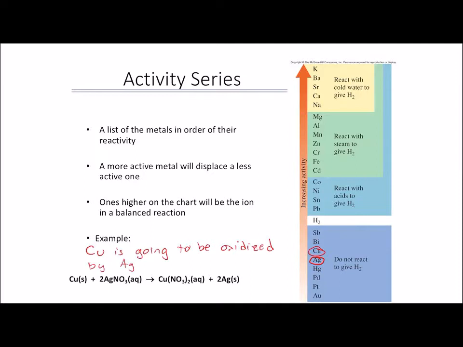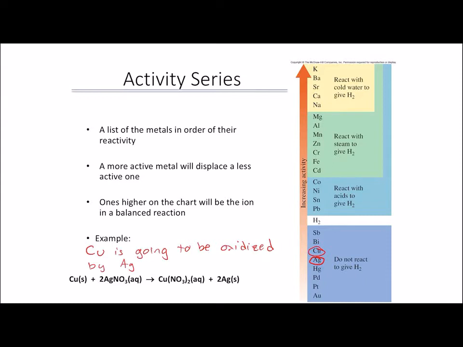And so you can see in our reaction, copper ends up as an ion in the product, and silver is a neutral atom. So silver gained electrons. It went from a +1 state to a 0 state. Copper went from a 0 to a +2. So we can do this with any metal on the periodic table. Anything that's higher will become an ion in the product.